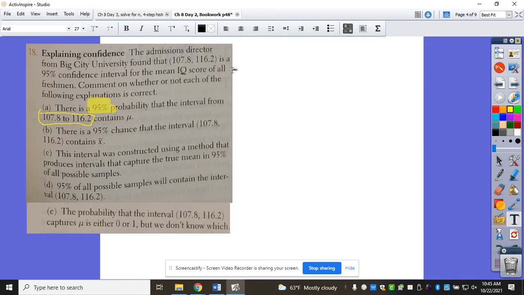So A is wrong. When I threw that one hula hoop that got me 107.8 to 116.2, I actually threw the hula hoop. It actually did or it didn't. So what would my probabilities actually be that I just said? 0 or 1. So the probability that it's between 107.8 and 116.2 is 0 or 1, but I'll never know which one it is. But it is not 95% sure that that one interval captured it. That's the big thing. That's basically the whole thing that this problem comes across.